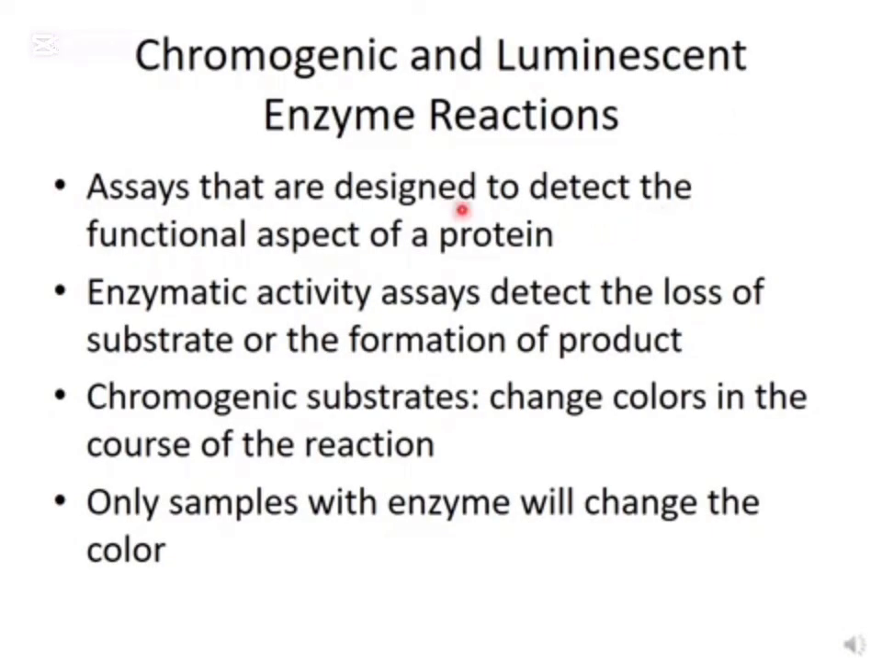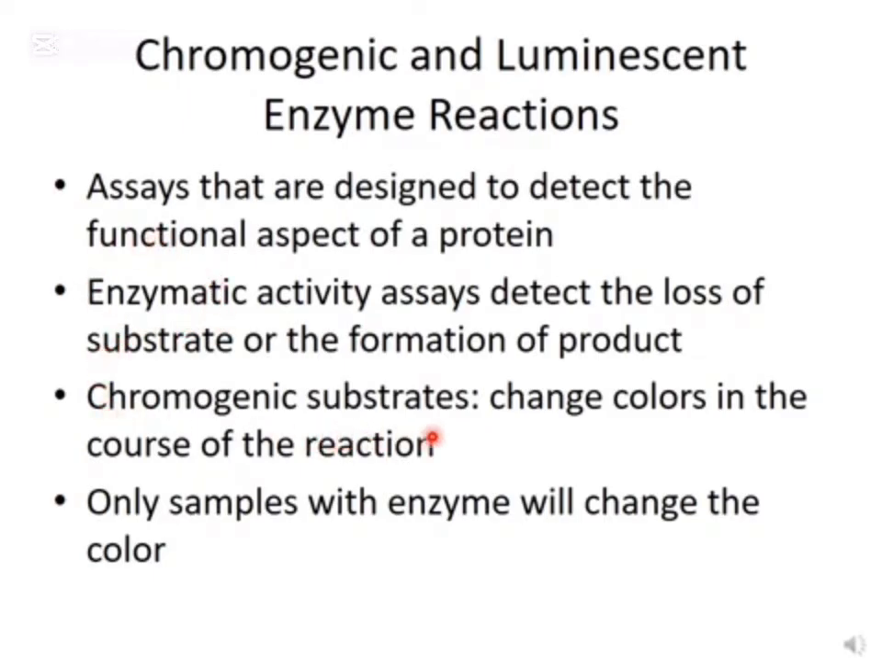Assays that involve enzyme reactions not only require the detection of whether an enzyme is present or not, but also its functionality. So how effective is this enzyme, and is it doing its job correctly? So this is what we mean by the functional aspect. Enzymatic activity assays detect the loss of a substrate or the formation of the product. So if we have an enzyme and we don't have its substrate, we're not going to end up getting its product. So we need to test the transformation from substrate to product. The substrate needs to decrease and the product needs to increase in order to ascertain that there is actually an active enzyme present in the reaction.